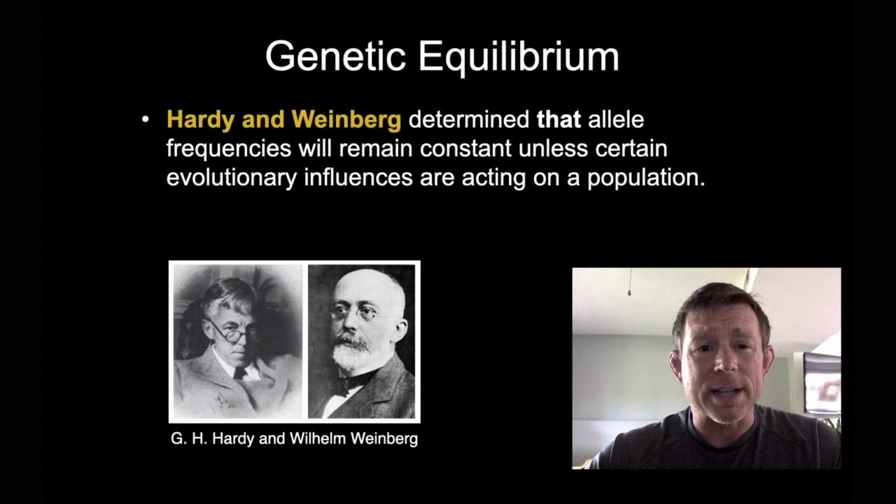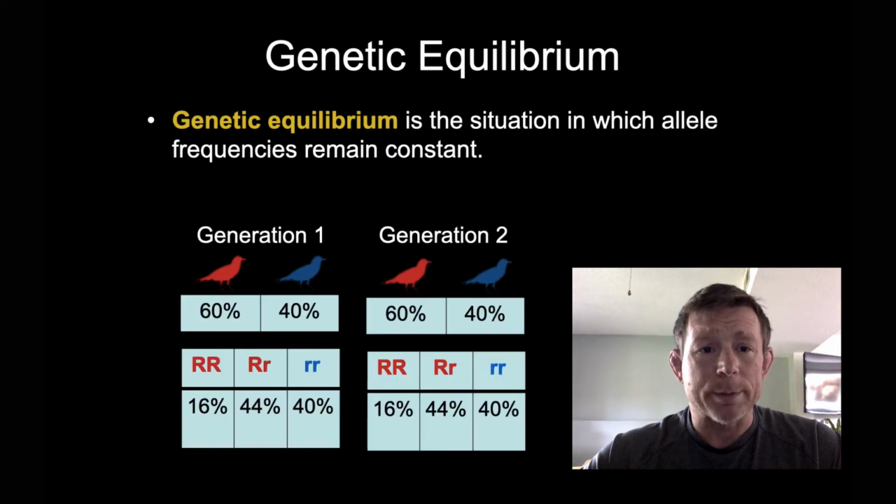And what they determined was that allele frequencies will actually remain constant in a population unless there are evolutionary influences that act on the population. So unless there's some kind of external forces causing the population to change, the allele frequencies will stay the same. And we call this genetic equilibrium. Genetic equilibrium just means that the allele frequencies will remain constant from one generation to the next. Again, unless something externally influences those populations. So the Hardy-Weinberg principle says that allele frequencies will remain in equilibrium unless acted upon by evolutionary influences.